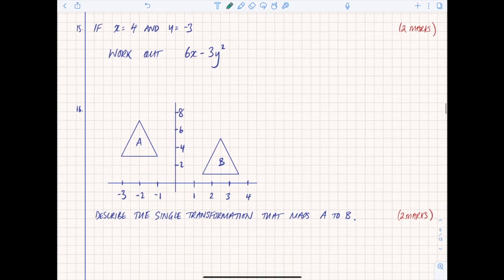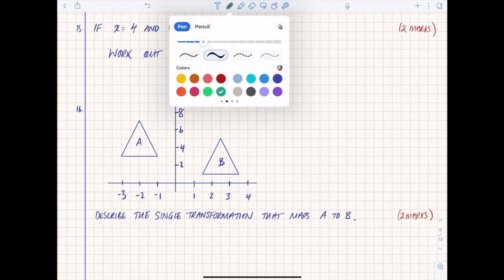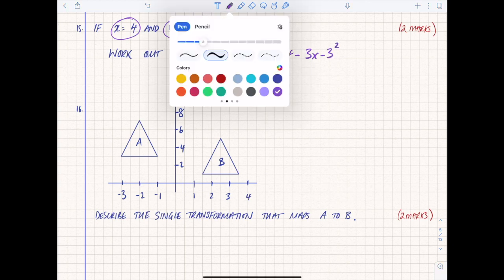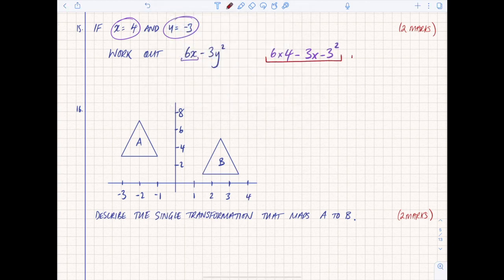Question 15. We're looking again straight away at getting our head around BIDMAS, but this is substitution in BIDMAS. It tells me x is 4, y is minus 3. Remember, 6x means 6 times x. So I'm saying 6 times 4 minus 3 times y squared. In your exam, just writing that out in the correct format gets you a mark. I'm saying that x is now 4, and y is now minus 3. So even if you mess up the next part, you've secured yourself 1 mark.